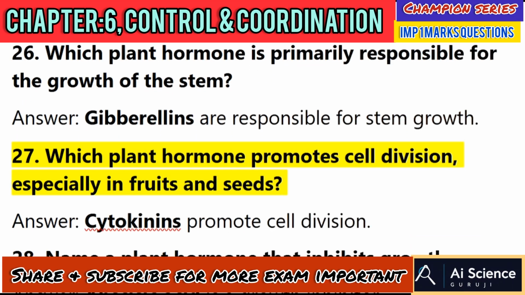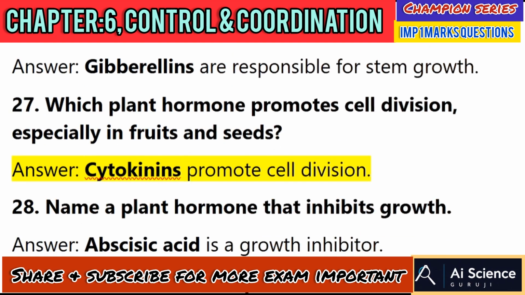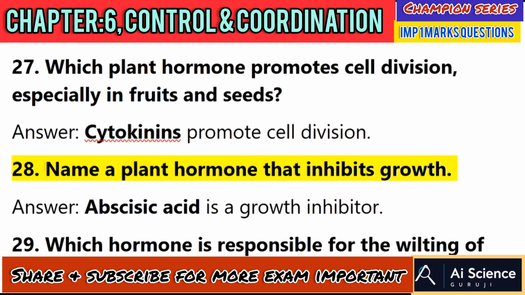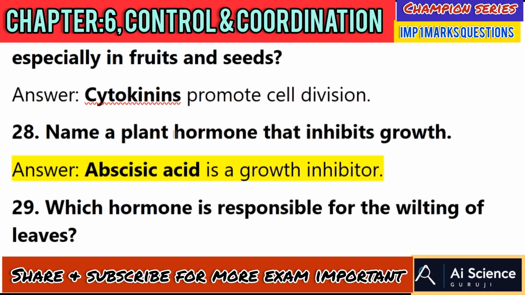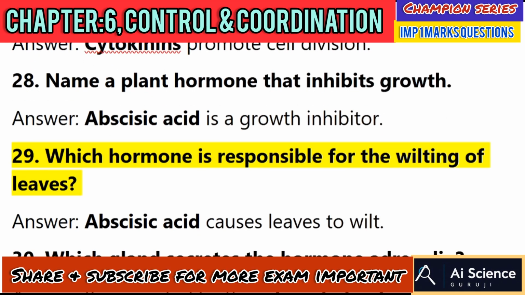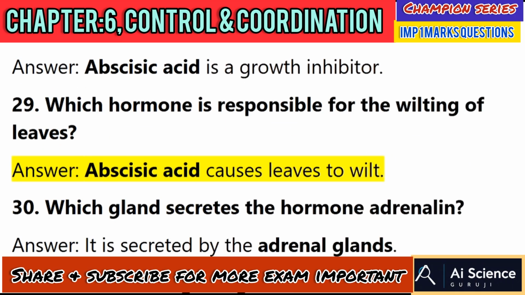27. Which plant hormone promotes cell division, especially in fruits and seeds? Answer. Cytokinins promote cell division. 28. Name a plant hormone that inhibits growth. Answer. Abscisic acid is a growth inhibitor. 29. Which hormone is responsible for the wilting of leaves? Answer. Abscisic acid causes leaves to wilt.